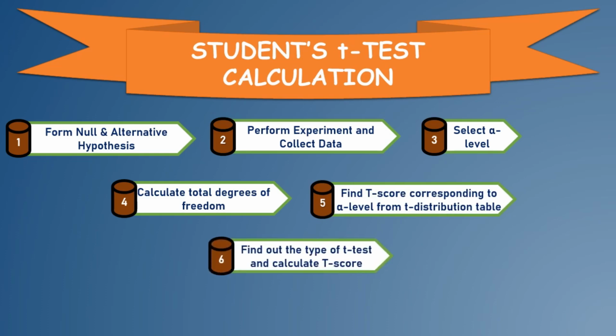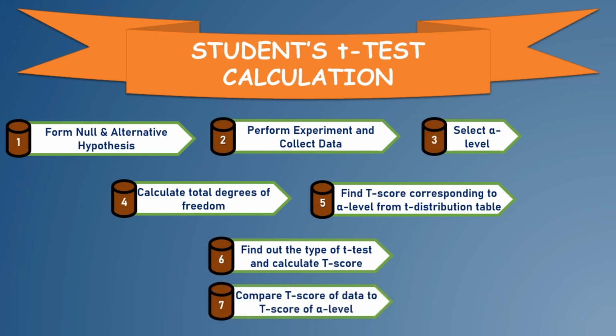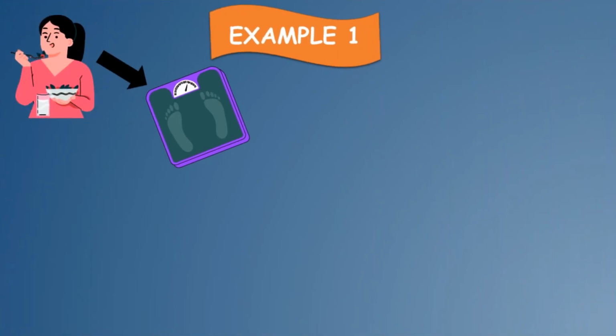Step 6, figure out the type of t-test and accordingly calculate the t-score. Step 7, compare the calculated t-score to the t-score of alpha level so as to reject or accept the null hypothesis. Now let's demonstrate it with an example.